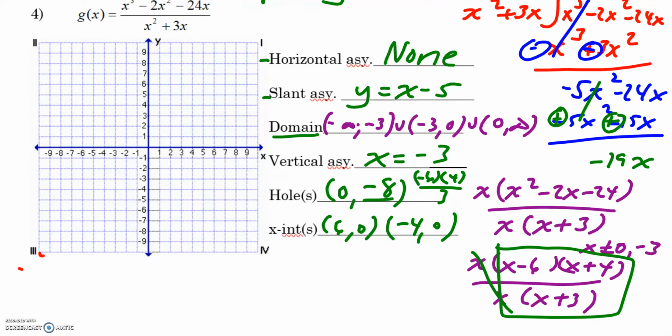So if I bring this information together, I have a slant asymptote at y equals x minus 5. So it would start down here at negative 5, and I would go up 1 over 1 in both directions. And I'm going to go ahead and make that a dotted line just to make sure that you can see it's clearly a line I can't cross. I have a vertical asymptote at x equals negative 3, so that would be here.